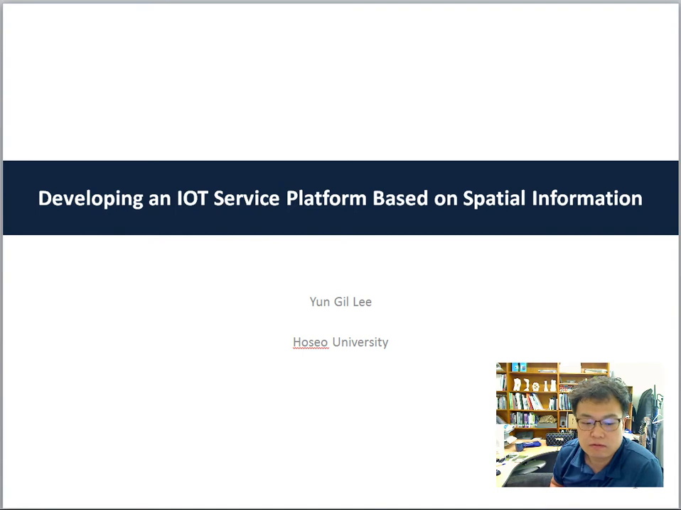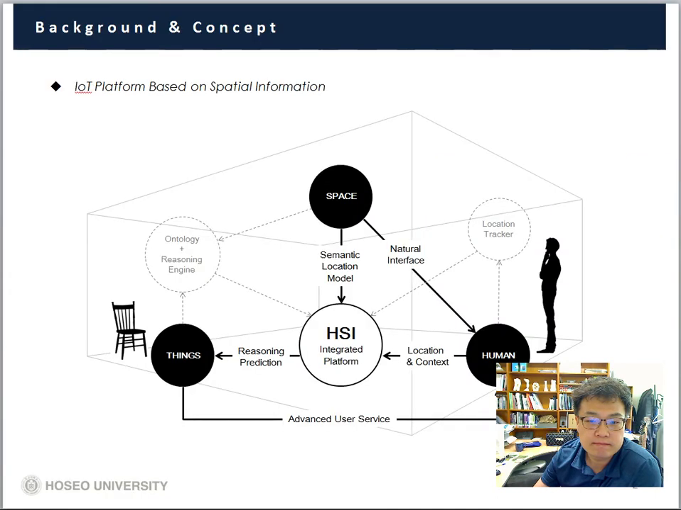So I will start to introduce the paper briefly. The title is Developing an IoT Service Platform Based on the Spatial Information. Okay, this is the background and concepts.